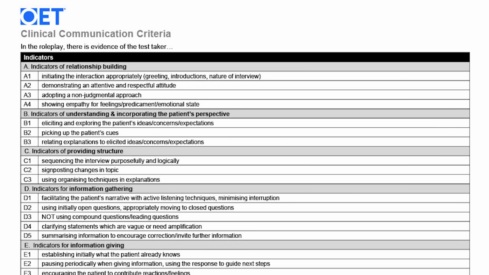Now let's look at providing structure, or clinical indicator C. This student would have received a score of 4.5 out of 5. The flow was logical, but the student could improve on indicator C2, signposting changes in topic. Instead of jumping to the next task, use indicator C3, organizing techniques. Try, "Thank you for sharing that. Now that we've discussed your lifestyle, I'd like to talk to you about the next steps, which involves some testing." This will provide a roadmap so the patient isn't lost during the transition.